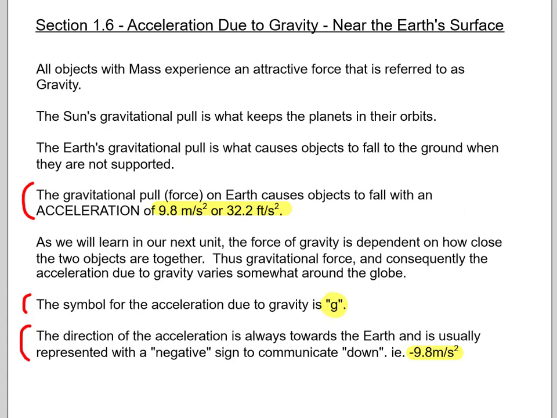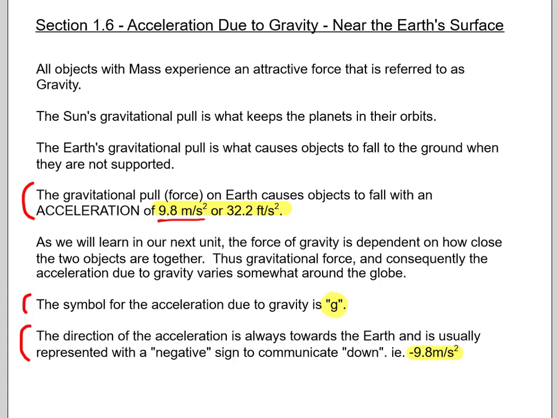The gravitational pull or force on Earth causes objects to fall with an acceleration of 9.8 meters per second squared. And we're going to spend some time talking about that. Or 32.2 feet per second squared, but we'll only be working with the 9.8. As we will learn in our next unit, the force of gravity is dependent on how close the two objects are together. Okay, so gravitational force can vary somewhat around the globe.